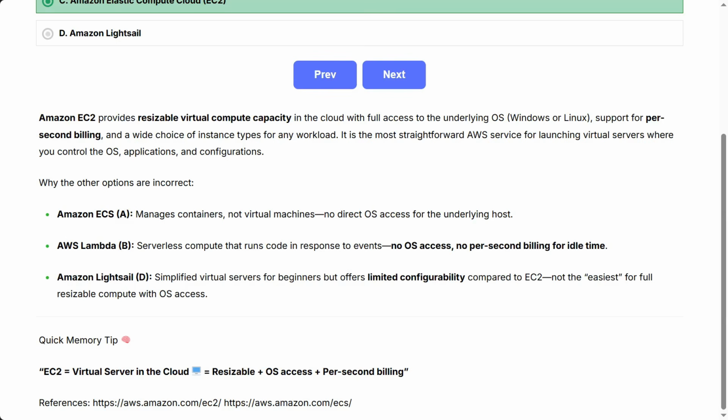Amazon Lightsail, D, simplified virtual servers for beginners, but offers limited configurability compared to EC2, not the easiest for full resizable compute with OS access. Quick memory tip, EC2 equals virtual server in the cloud, resizable OS access plus per-second billing.